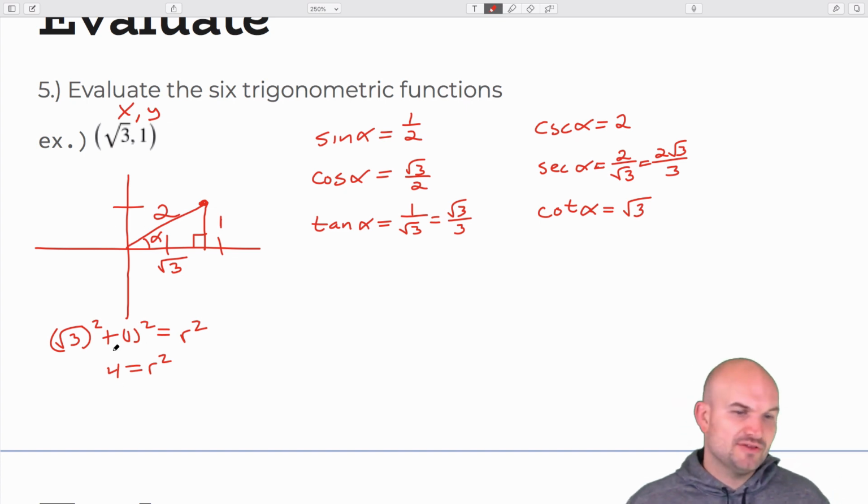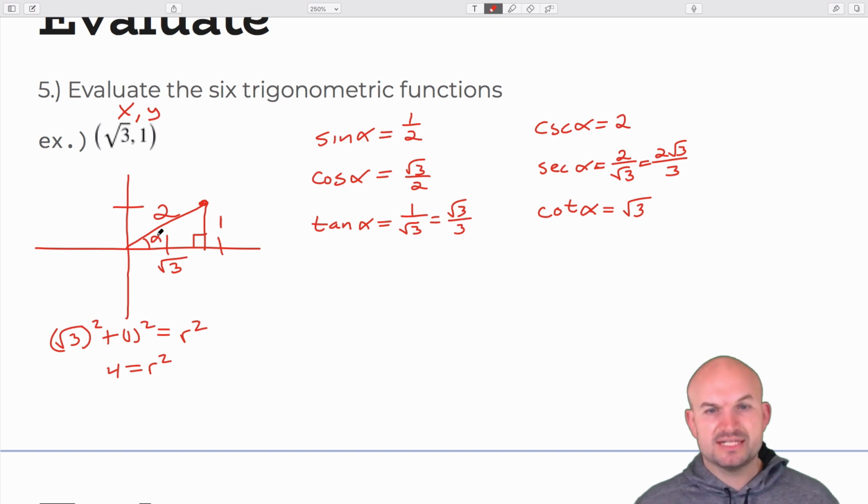And then I did the Pythagorean theorem here to figure out 2. So we're finding the hypotenuse, which is r. So therefore, we know that it's going to be a positive 2. And now, based on this point, I know it's in the first quadrant. So that's nice. Everything is going to be positive. And from this point, I can create a triangle. So therefore, I can evaluate the 6 trigonometric functions.